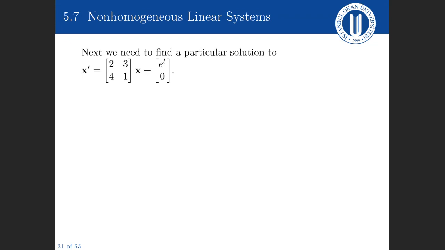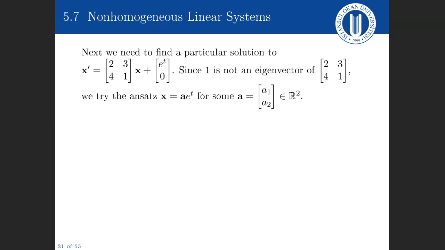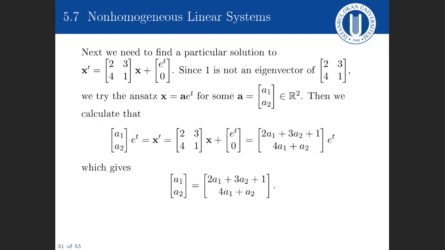I'm splitting this up this time into smaller problems. This time I want to find a particular solution to the non-homogeneous system where the function is e to the power t and then 0 on the bottom. We'll do the rest of the function later. Because 1 is not an eigenvalue of this matrix, we just try the ansatz a e to the power t for some vector a. And then we can calculate that a1, a2, e to the power t must be equal to 2 a1 plus 3 a2 plus 1, 4 a1 plus a2, e to the power t.